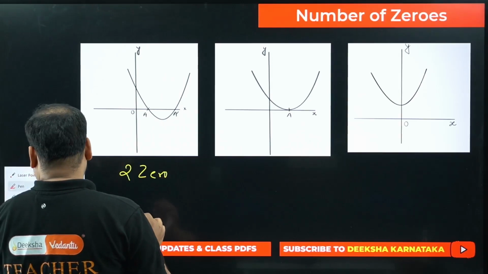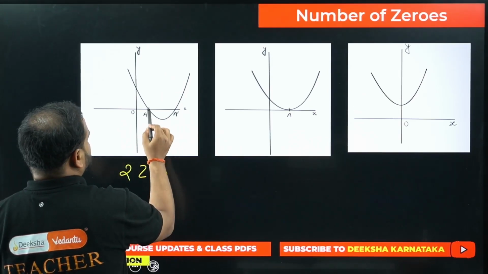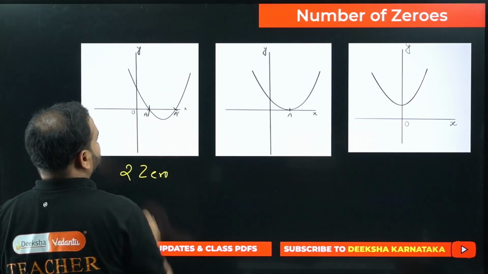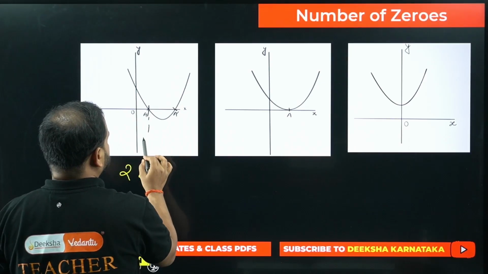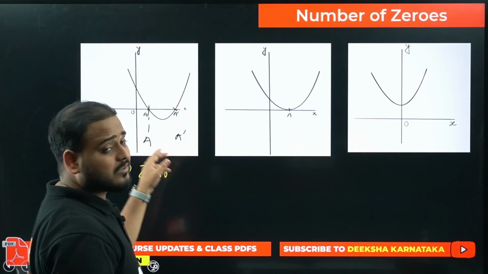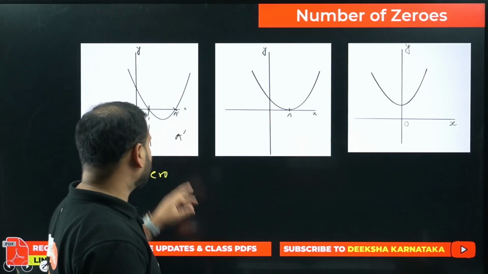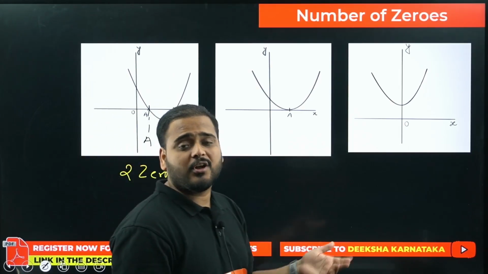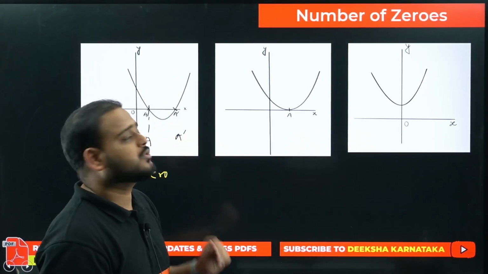Intersection number 1 with the x-axis. This is my intersection number 1, sir. This is my intersection number 2, sir. So this is my zero number 1, which is a, and this is a dash. These values represent the zeros. If you put it in the curve equation or polynomial, you are going to get y equals 0.